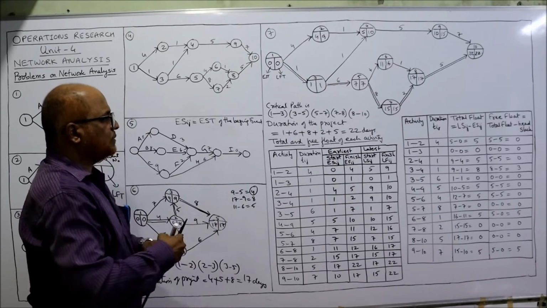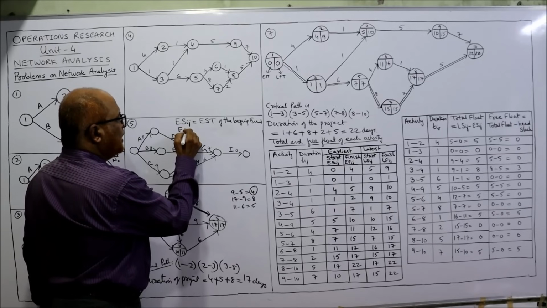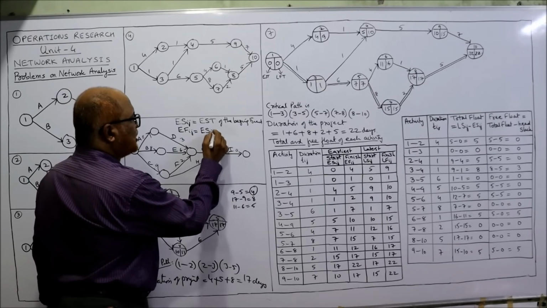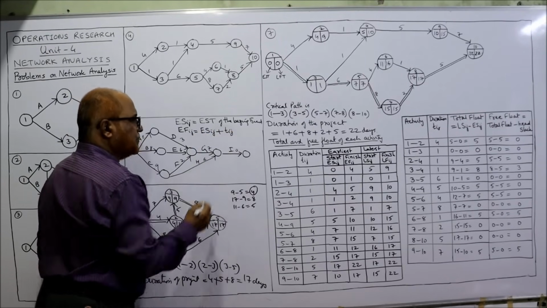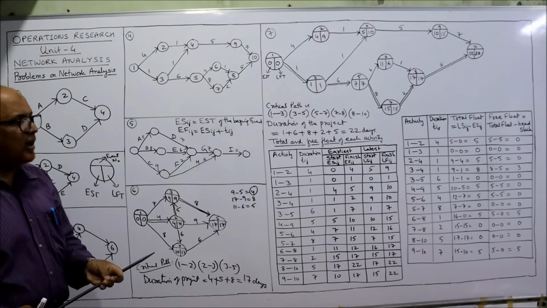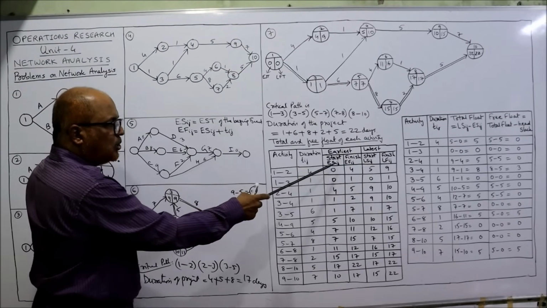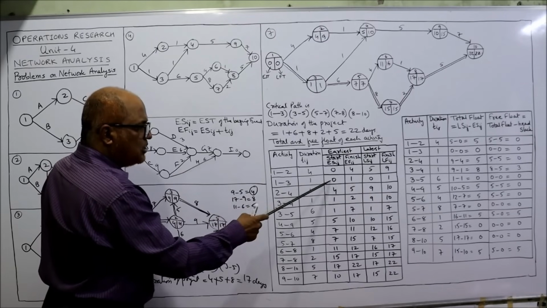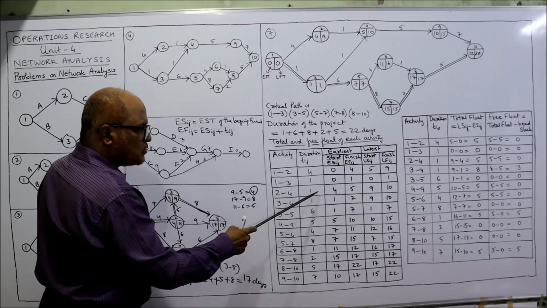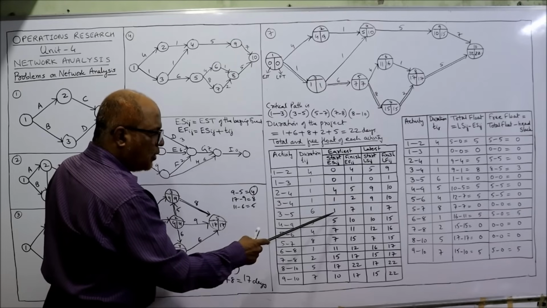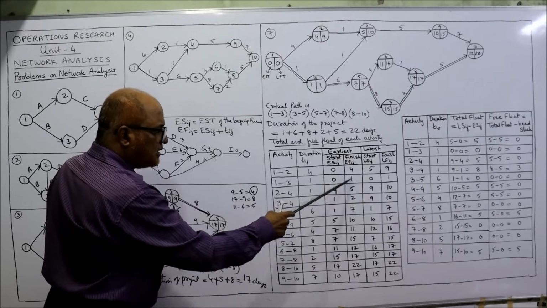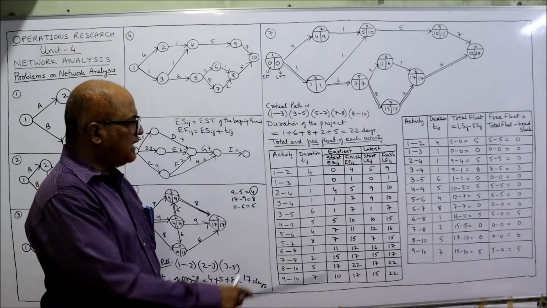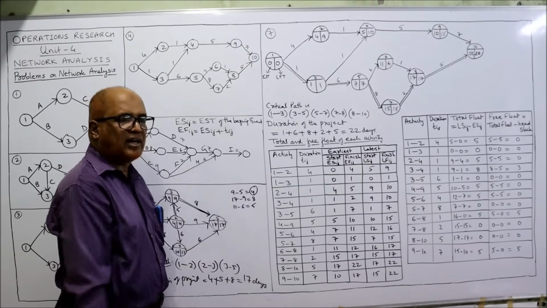Now EFIJ. Now remember, see here. EFIJ is equal to ESIJ plus TIJ. Remember this. Whatever ESIJ we got, to this we add TIJ. So 0 plus 4, 4. 0 plus 1, 1. 4 plus 1, 5. 1 plus 1, 2. 1 plus 6, 7. Like this we have calculated EFIJ. So we got two columns, ESIJ and EFIJ.